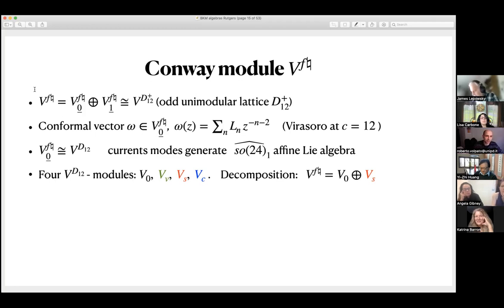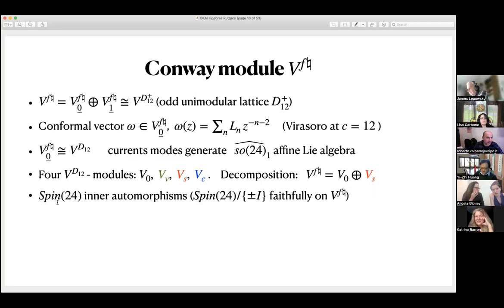So if we decompose our superalgebra into modules over the even subalgebra, then VF natural is just the sum of the trivial plus a spinor. This spinor is the odd component. Exponentiating the current zero modes, we have a group of inner automorphisms, which is Spin(24). Actually, there is an order two subgroup of Spin(24) that acts trivially on the algebra. This plus minus one is really a lift of the center of SO(24) to Spin(24). So the group acting faithfully is the quotient.